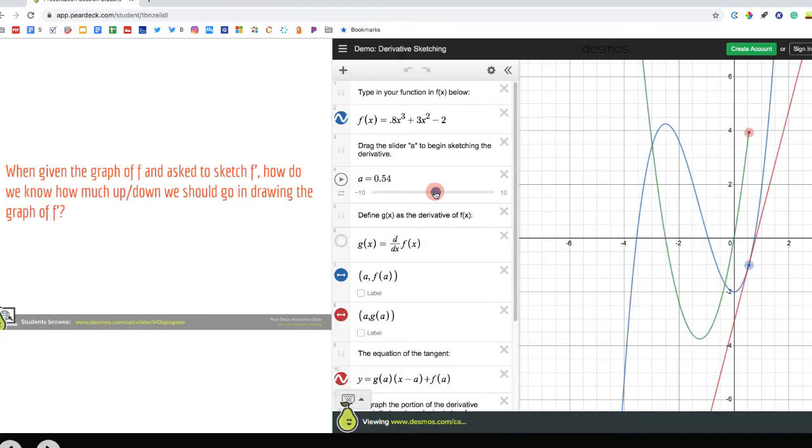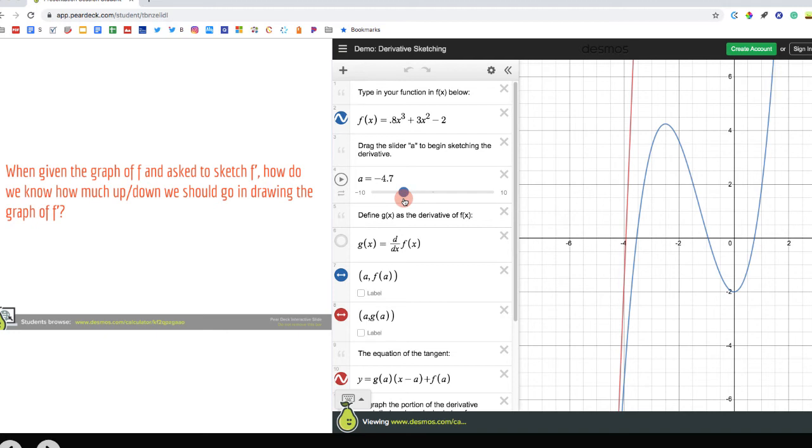When given the graph of f and asked to sketch f prime, how do we know how much up or down in the drawing we should be going? We are going to be getting much more into this as we get into chapter 5. So for right now, I just need those major things of the inflection points, the mins and the maxes pointed out as I've been talking about. But I do want you to see this little activity here. So basically, remember that when we're drawing f prime, what we're drawing is the slope of the tangent line at that point. So here, for example, it's 0. So you can see that I'm drawing a 0 on f prime. The green is f prime being drawn.